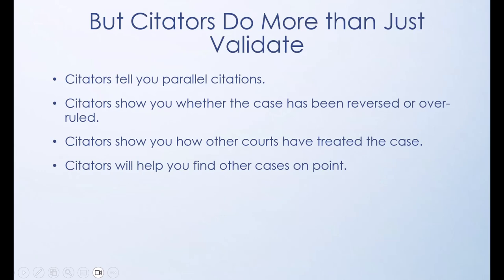Citators will tell you parallel citations. That is, if a case is published in more than one reporter, a citator will tell you where else it's published. Second, a citator will tell you whether a case has been reversed or overruled. Third, a citator will show you how other courts have treated the case you're checking. So, for example, if it's been distinguished a lot or criticized a lot, then it's probably not as strong a precedent as you had hoped. On the other hand, if it's been followed a lot, then it's probably fairly strong.